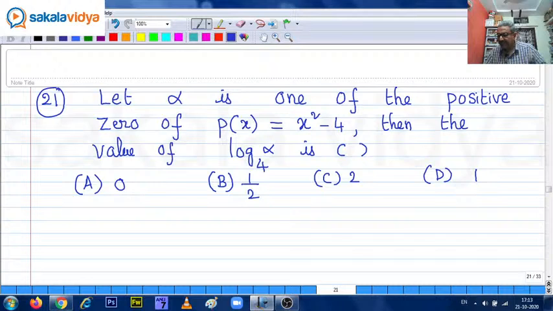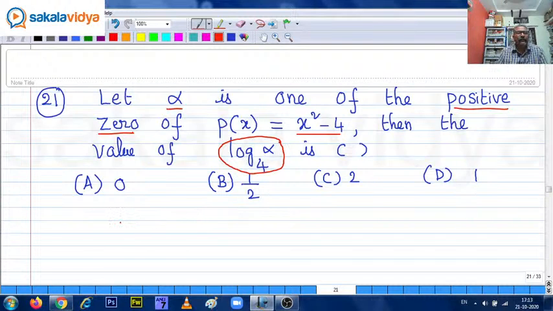So Naresh Kumar, welcome. See, alpha is one of the positive zeros of x square minus 4. Alpha is greater than 0. Then find the value of log alpha to the base 4. That means first we need to find the positive zero of x square minus 4, then we need to find log alpha to the base 4. Okay, let us see. So now the hint.